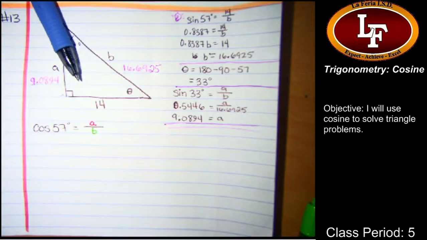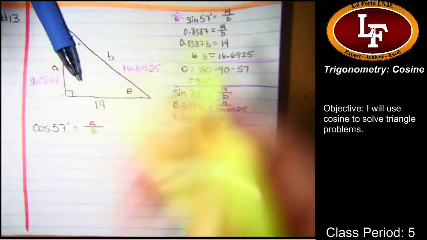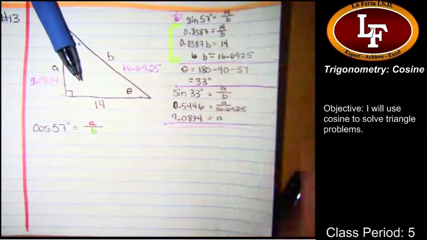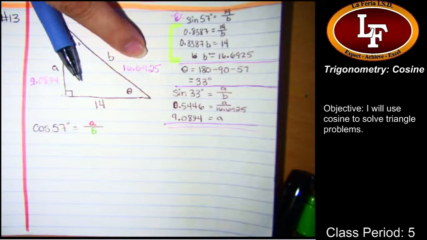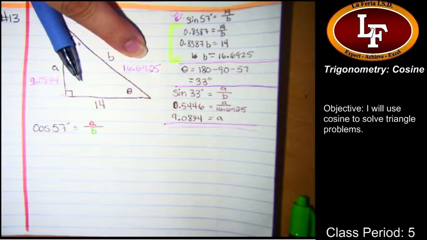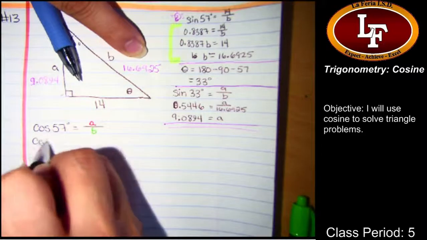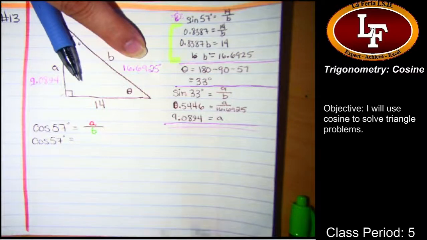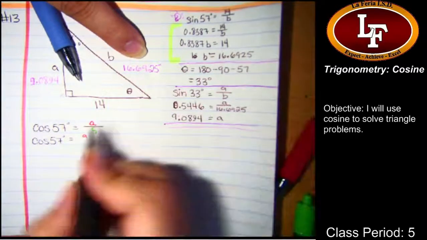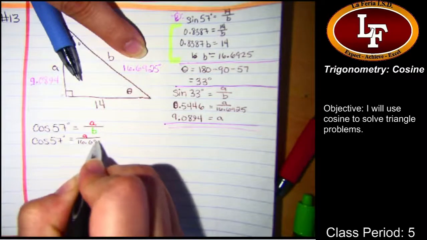However, we could use this information right here. I need to find a highlighter. Right here from yesterday, using the sine of 57, we can use this hypotenuse already. This is so that we don't have to figure out what this angle measure is. So we're going to do the substitution with the hypotenuse that we got from yesterday, 16.6925.